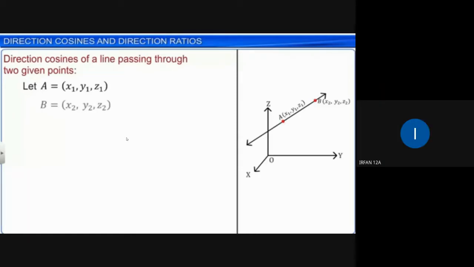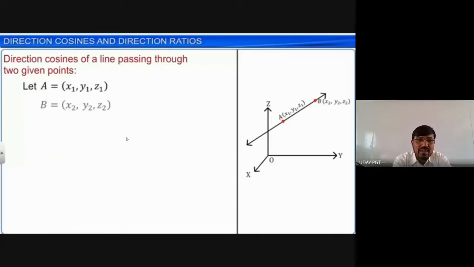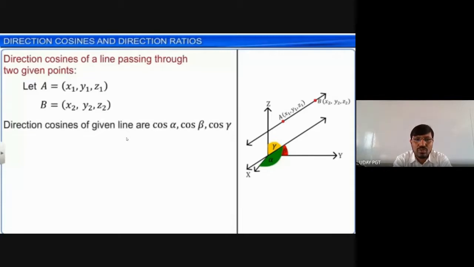y2 minus y1 by x2 minus x1. Yes, y2 minus y1 by x2 minus x1. So here, if you know the 2 points on a line, and you want to find the direction cosines of a line passing through those points, that is cos alpha, cos beta, cos gamma, whenever you need to find them, how do we get here?